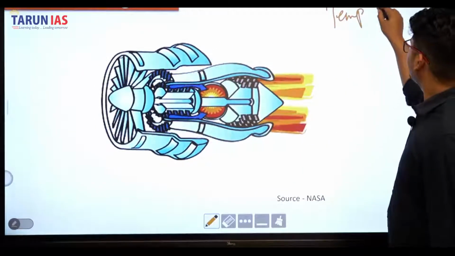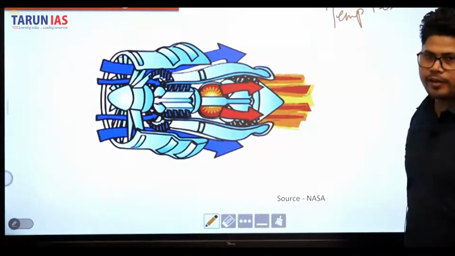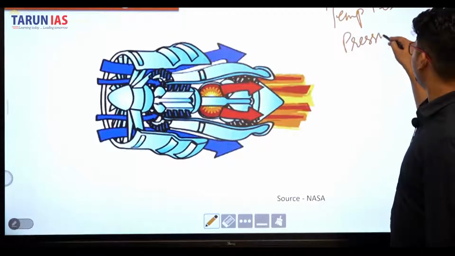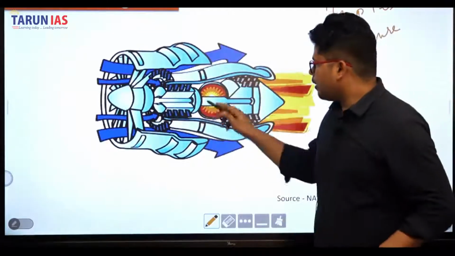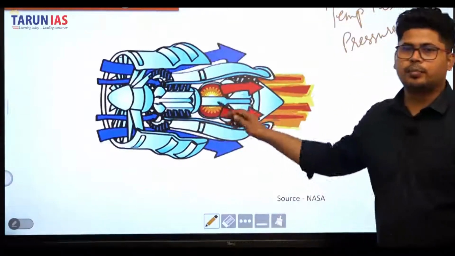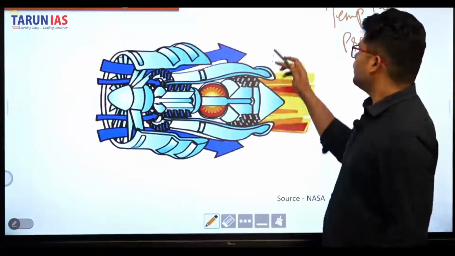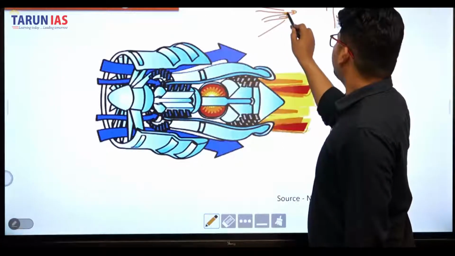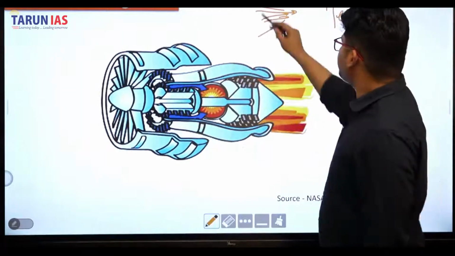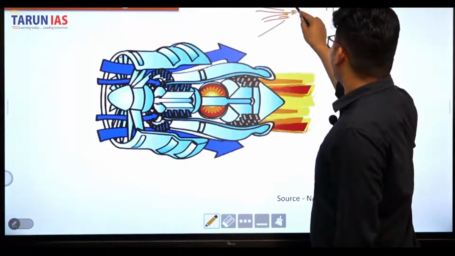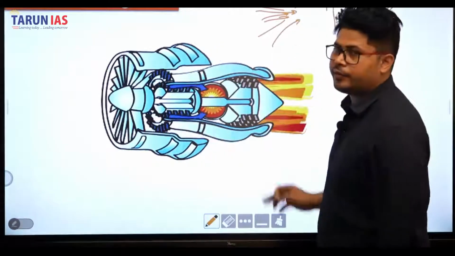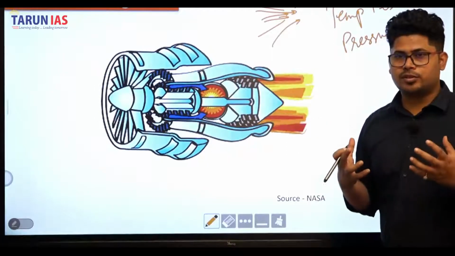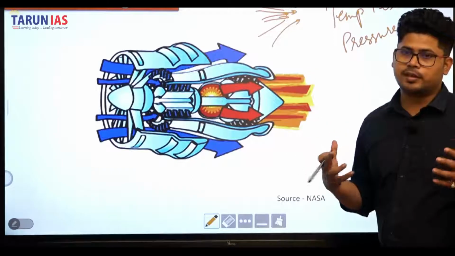Temperature increases, and also pressure. Temperature and pressure increase. Now this is the place where combustion takes place. We can say this is the combustion chamber. Here fuel comes in, and an electric spark is ignited, and since this air is very compressed and at a very high temperature, due to a lot of temperature and pressure, a blast takes place, basically combustion takes place.